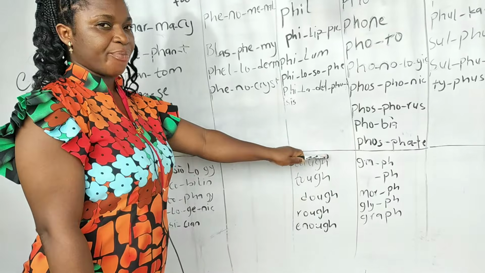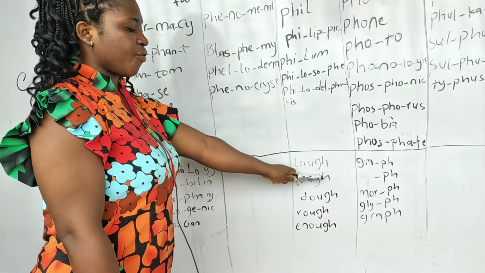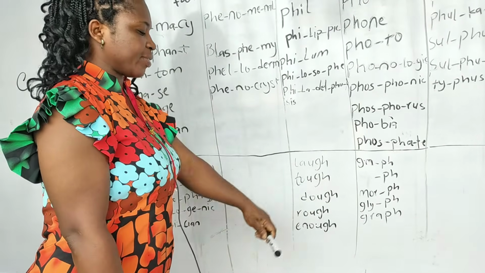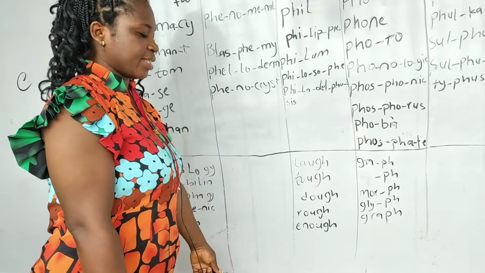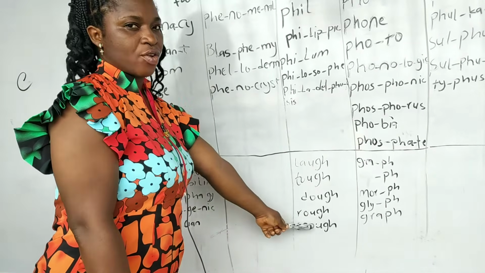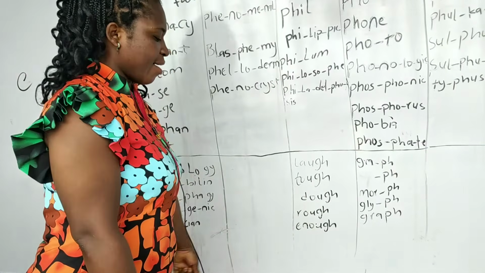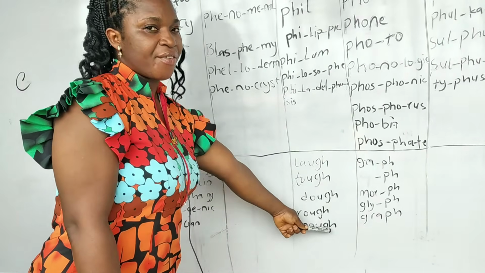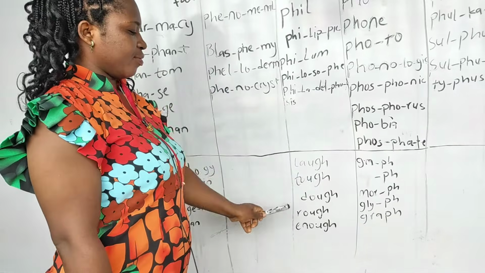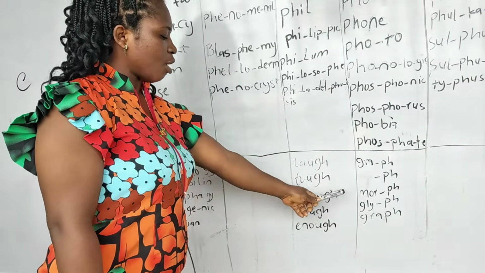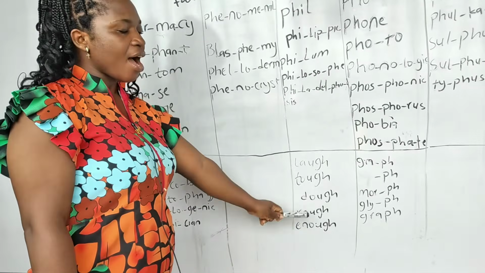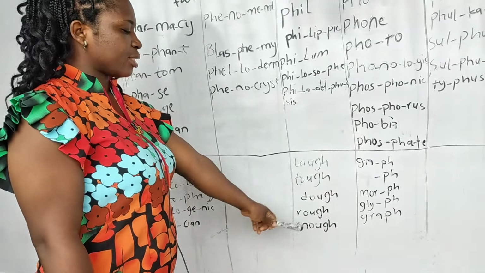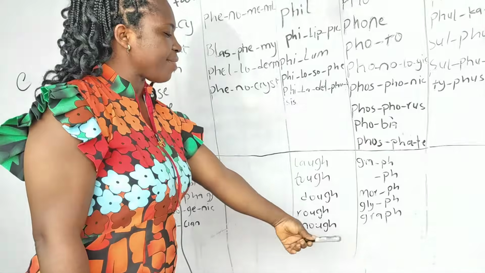You can see the phi being pronounced. We have tough, the f sound. We have duff. We have rough. We have enough. Laugh, tough, duff, rough, enough. You can see that all have this GH sounding f in the ending part.